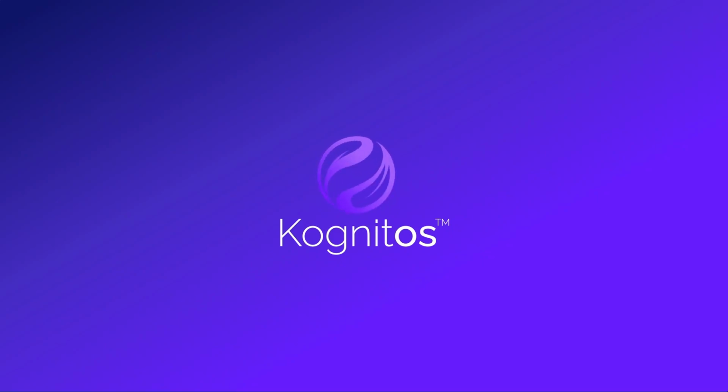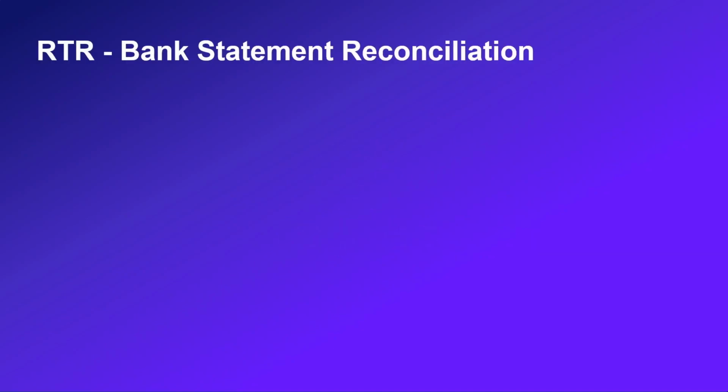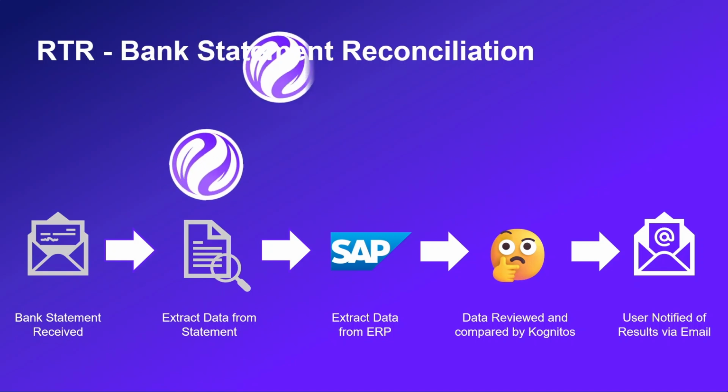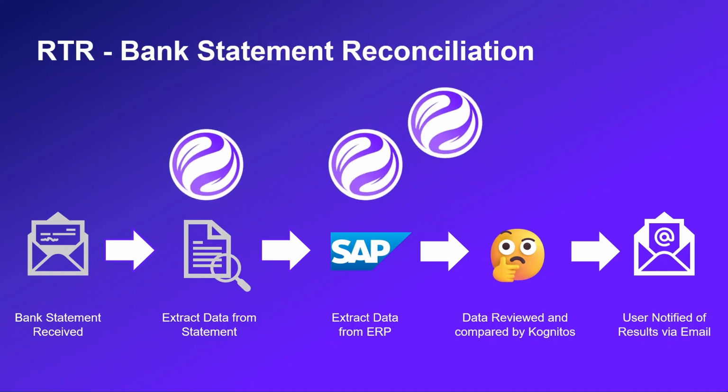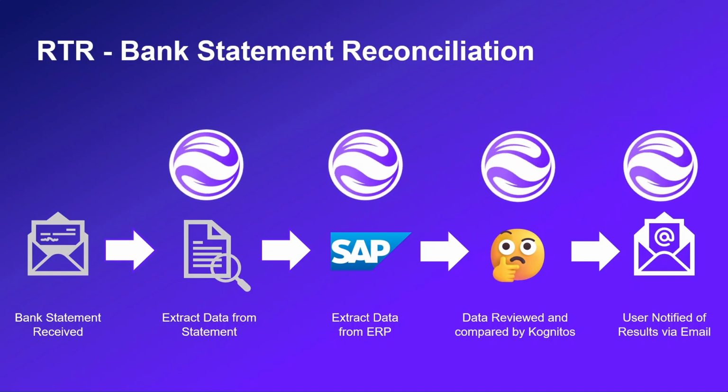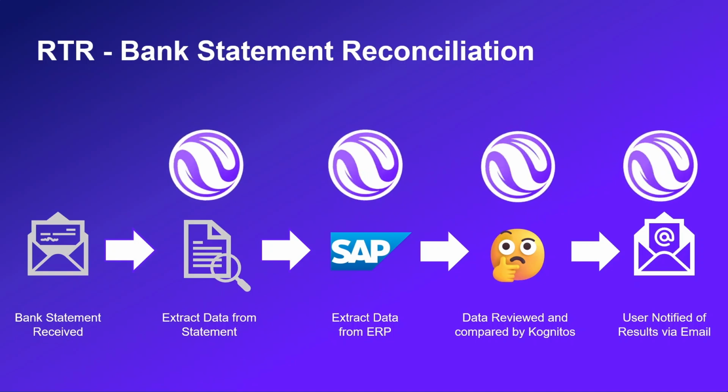I'm here today to talk to you about bank statement reconciliation, part of the record to report process. I've oversimplified this process in this diagram, but essentially here's what happens. An email comes in with a bank statement attached, and Kognitos extracts the data from that statement, then extracts applicable data from the ERP, takes all of that data and compares it within Kognitos, and takes the comparison and outputs it to a user via email.